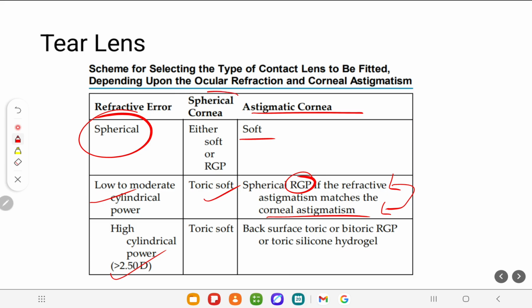For a spherical cornea, yes, a toric soft contact lens we can use. But at the same time, a back surface toric or bitoric RGP or toric silicone hydrogel can be used.